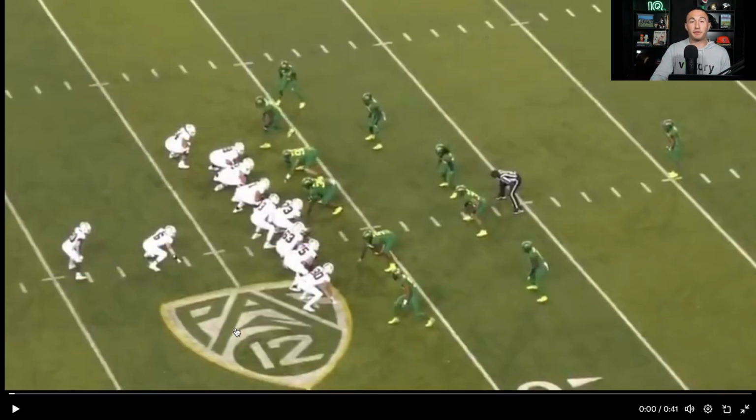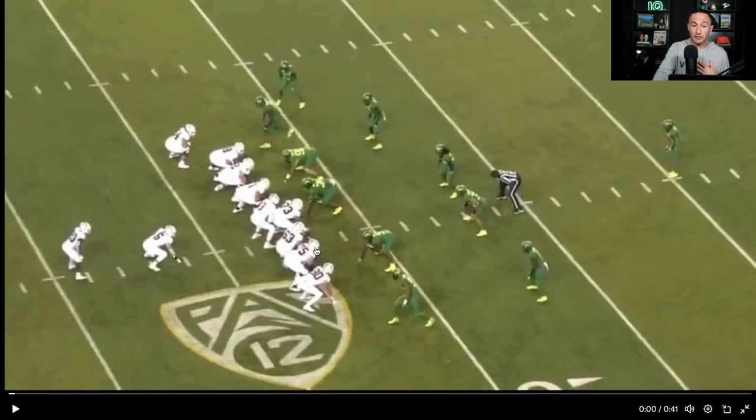Okay, so this clip's actually going to be from Stanford University against the Oregon Ducks, and it's the exact same thing we just drew up. Now, you can run power from an I formation. You can run it with an H-back behind the guard. There are various ways to run power. The easiest way to teach it, though, is from the I formation. So similar to what we just drew up, okay?